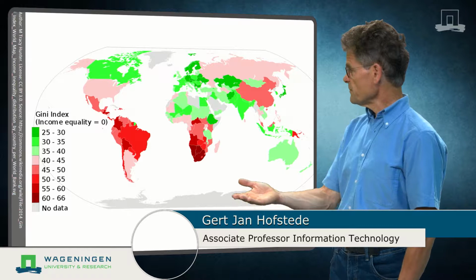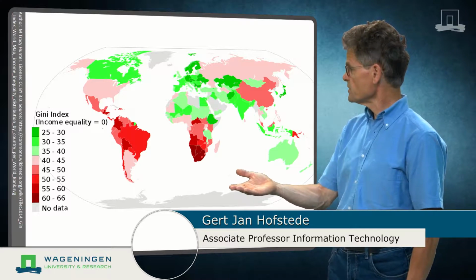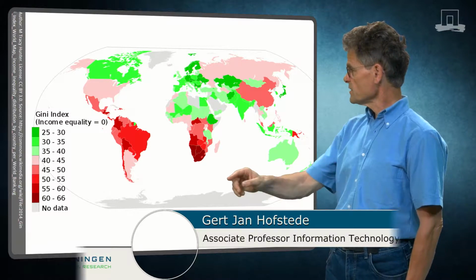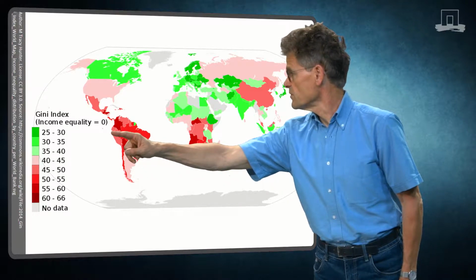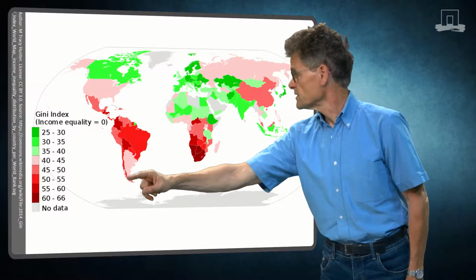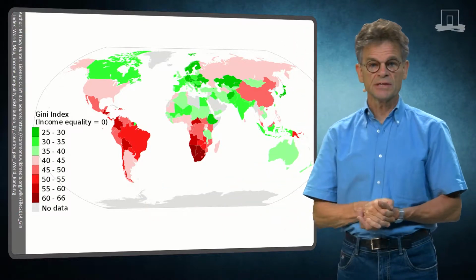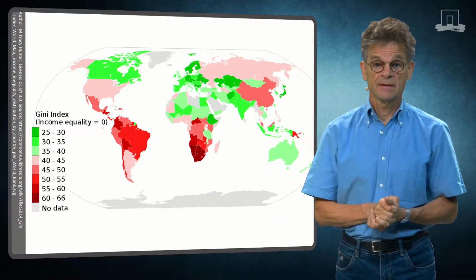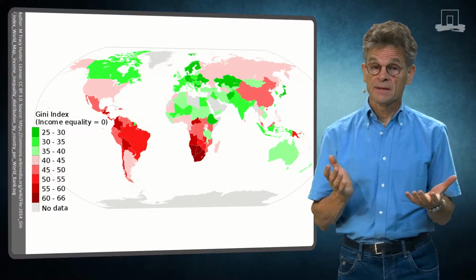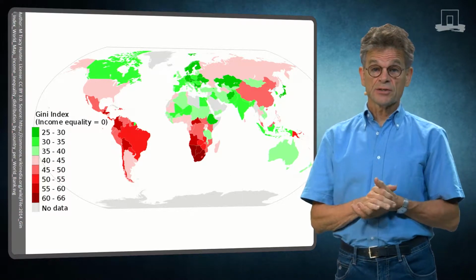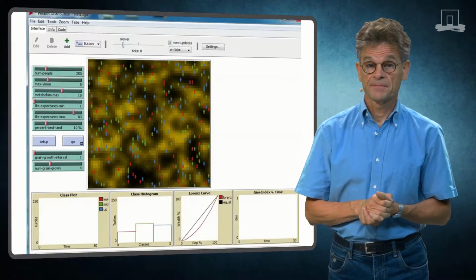Here we see a world map with income distribution differences across the world. And you see that all countries are to some degree unequal. 25 is the lowest Gini index that we see. But the differences in inequality are very great. Some societies are much more unequal than others. Why? It turns out the answer has a lot to do with the environment.